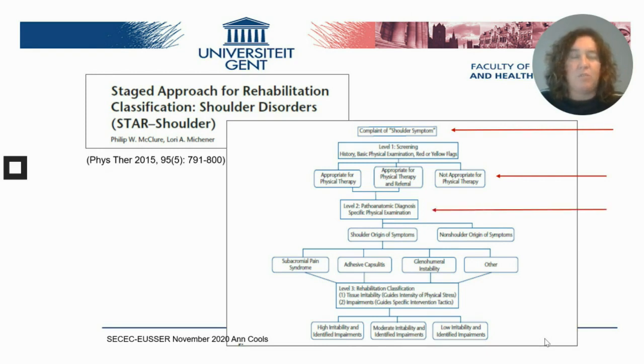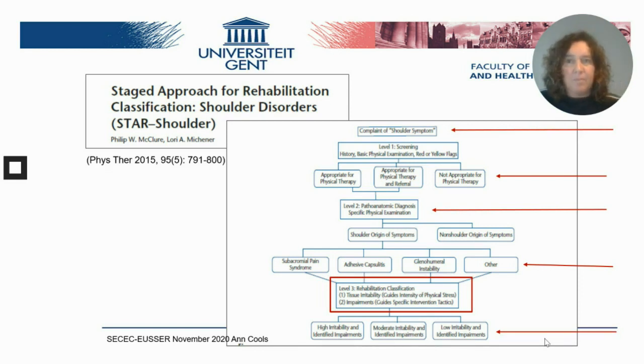Then we try to find what the underlying diagnosis could be. And in general, in this paper, they divide it into four categories: the painful shoulder, the stiff shoulder, the unstable shoulder, and then other problems around the shoulder. But then, as you can see, regardless of the diagnostic pathology, they come back to a third level of examination in which they try to find out what is the level of irritability.